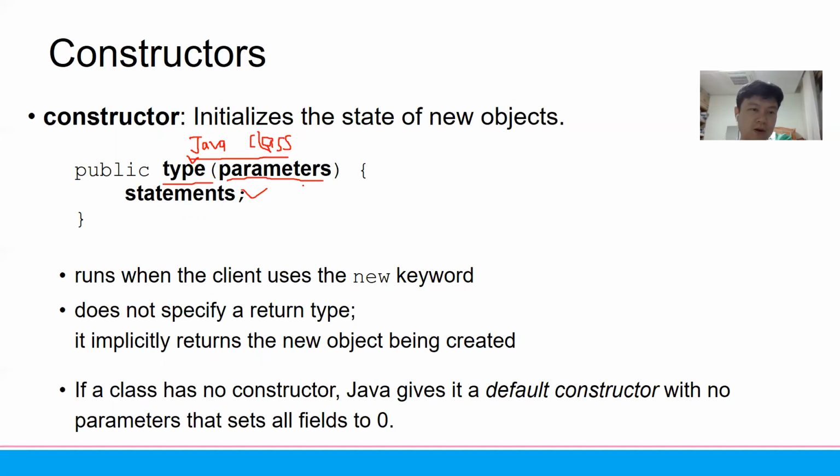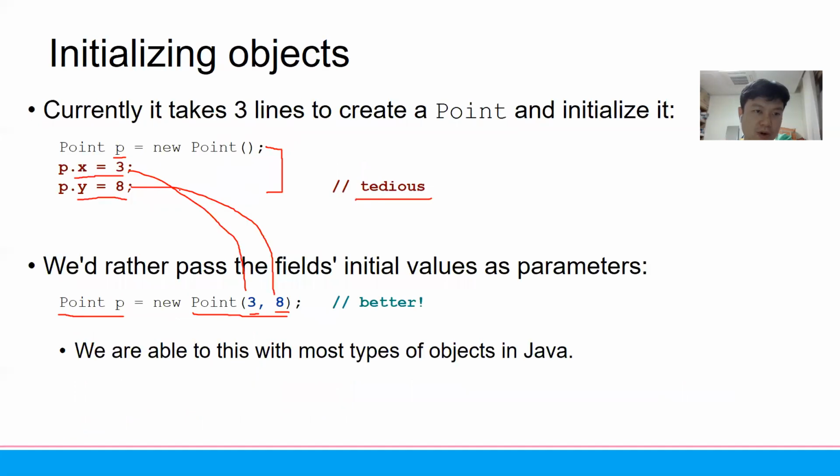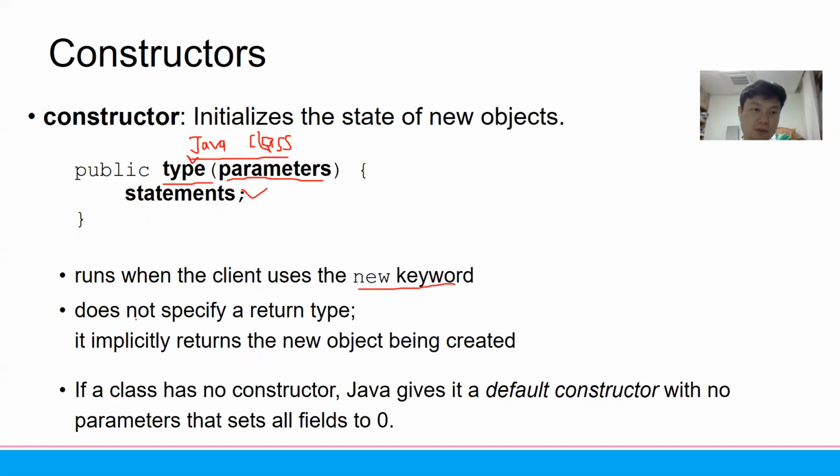So it will run when the client uses the new keyword. When you use Point new, then when you do the new, it will run the constructor. It does not specify a return type, so it will not give you any return type. It implicitly returns the new object being created.